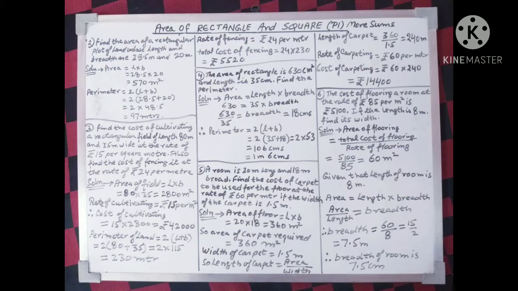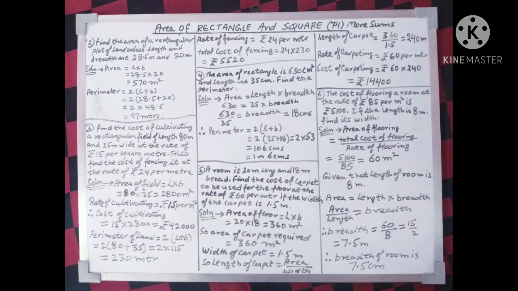Right? So this is the length of the carpet. Now rate of carpeting is rupees 60 per meter, right? So the total cost of carpeting will be rupees 60 into 240, which comes out to be 14,400 rupees, right?